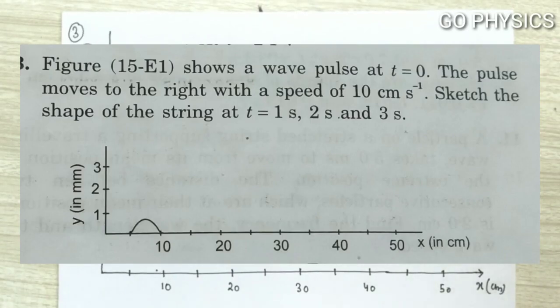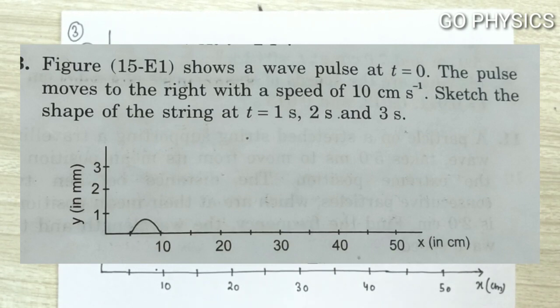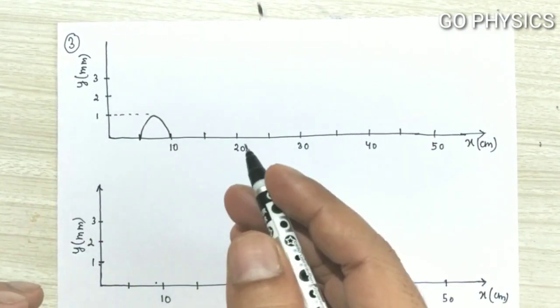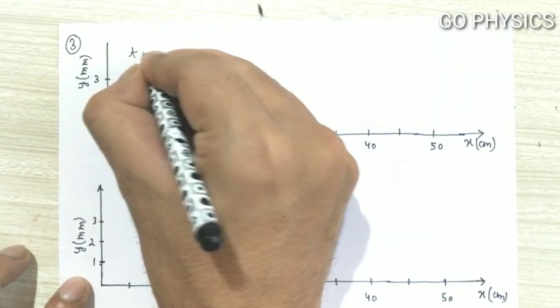Now let's see question number 3. As shown in the figure, a wave pulse at t equal to 0. The pulse moves to the right with a speed of 10 cm per second. Sketch the shape of the string at t equal to 1 second, 2 seconds and 3 seconds. So as given, this is the snapshot of the wave at t equal to 0 seconds.